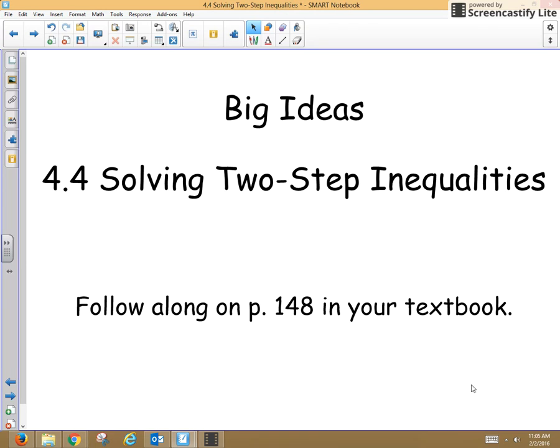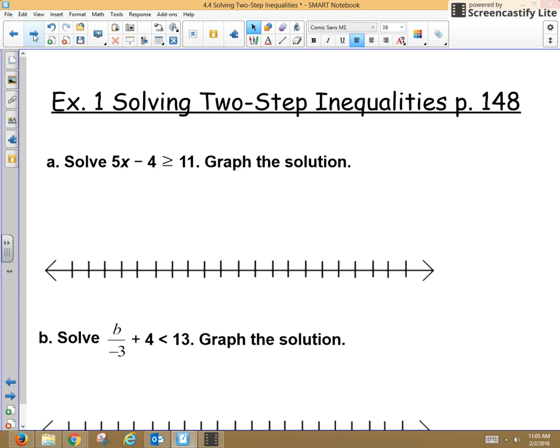Hello students, today we are covering 4.4, solving two-step inequalities. So follow along with me on page 148 in your textbook. We're going to start with example 1, solving two-step inequalities on page 148.